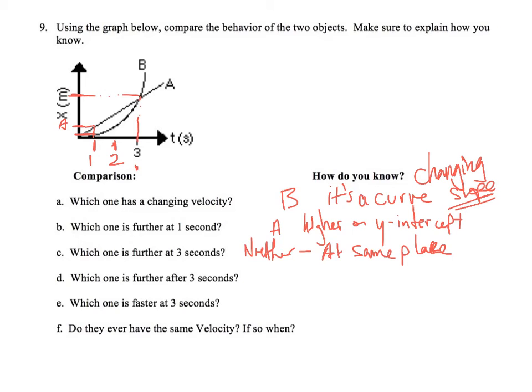Oh, let's see. How do we know? Because they're at the same place on the y-axis. Same place at the y-axis. Now, which one is further after 3 seconds? So all the time after 3 seconds, who's further? Well, B is further, right? After 3 seconds, B is further ahead. How do we know? Because it's higher on the y-axis.